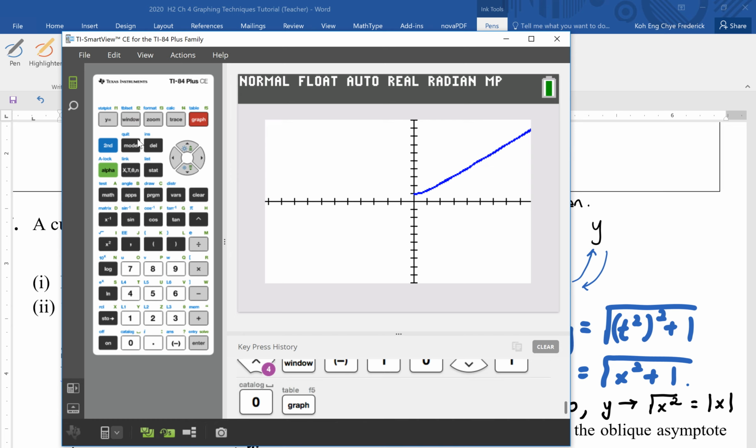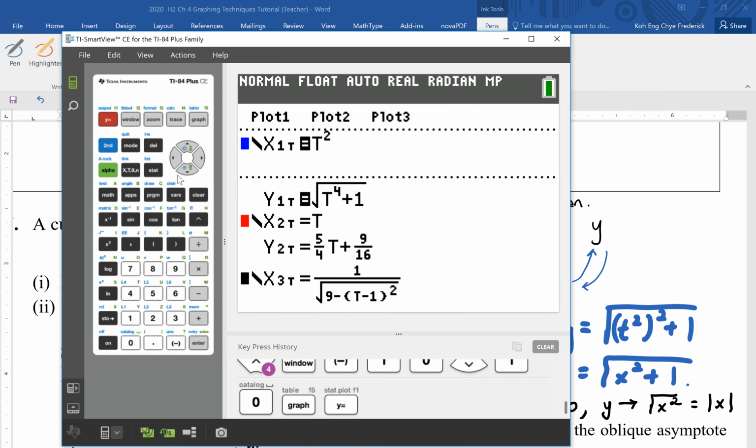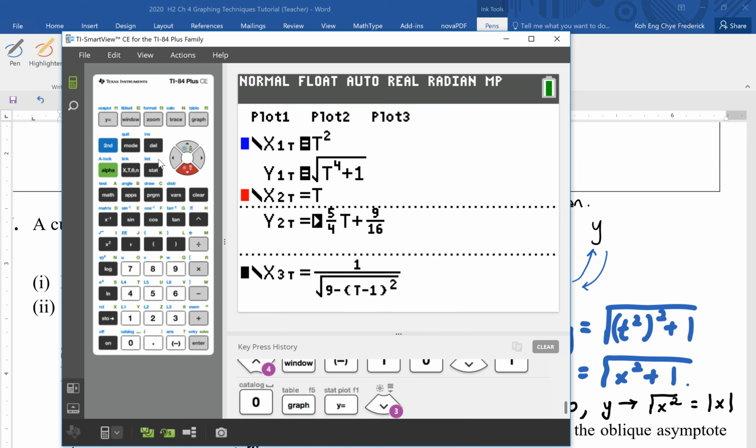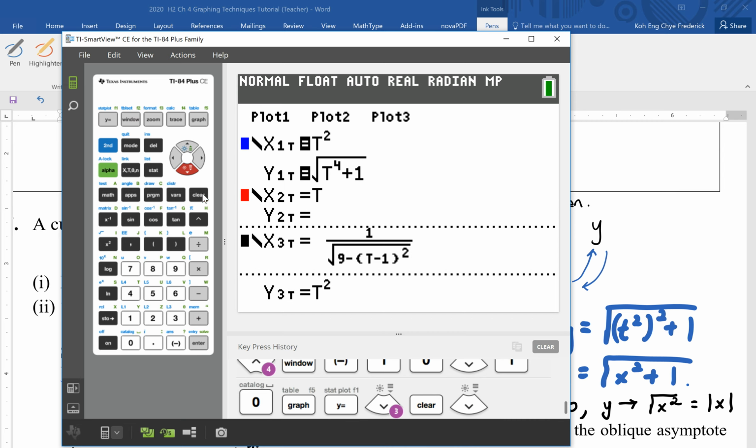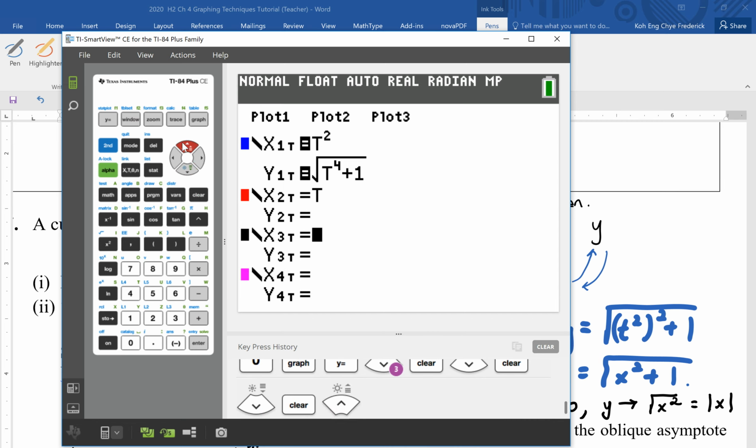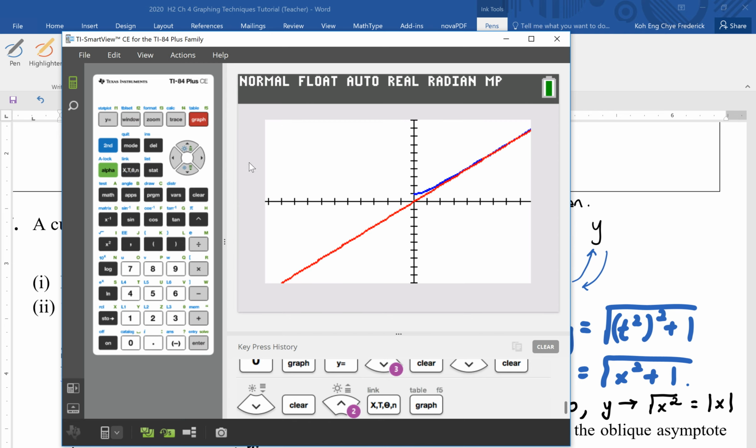In fact, I'm going to show you I can also draw the oblique asymptote. Actually, it's very simple, this is just additional. I can just put y2 equals t. So can you see, if x is t and y is t, it is just the Cartesian equation y equals x, which is our oblique asymptote. So let's see.